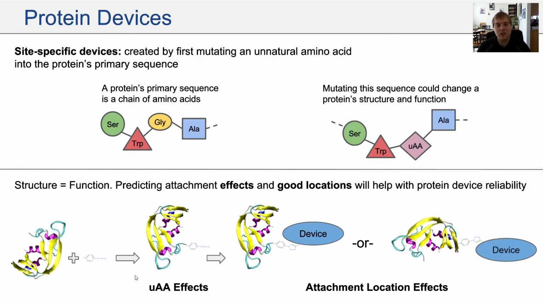For this work, these two challenges are addressed using molecular dynamics simulation, and asks the questions: 1. How do unnatural amino acid mutations affect protein structure? And 2. Where do we make these attachments? Done properly, protein devices can improve performance, functionality, and efficiency, but if done incorrectly, it could destroy protein activity.